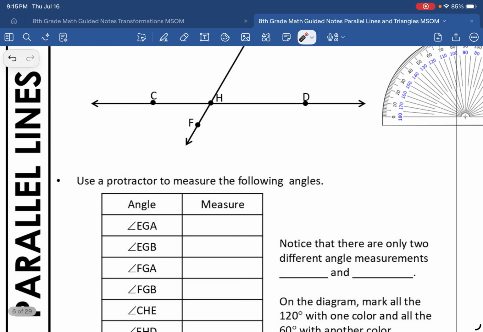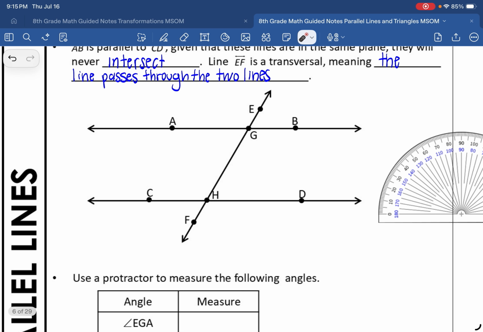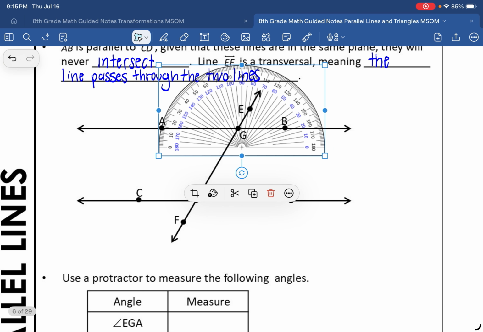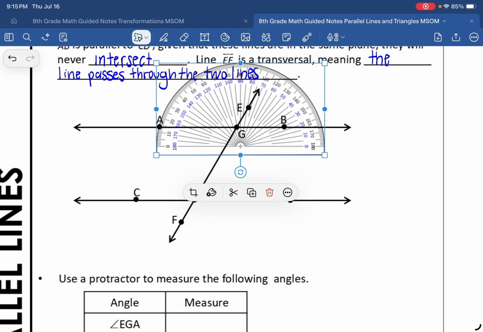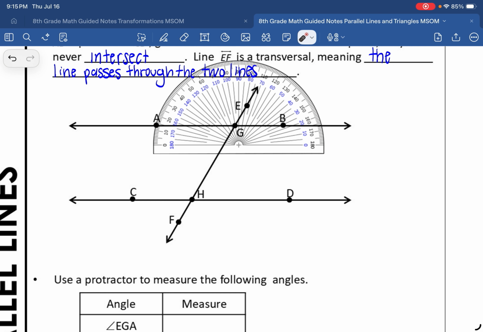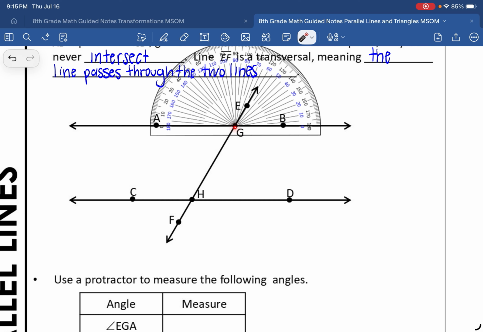So how I'm going to do this is I'm going to measure all the angles first, label them here on my diagram, and then I will write the measurements in the table. Let's start with this angle right here, angle EGB. So take your protractor and put the middle point right there on the point G. And then you need to make sure that your protractor is lined up with that line.